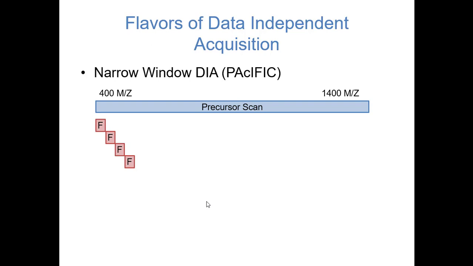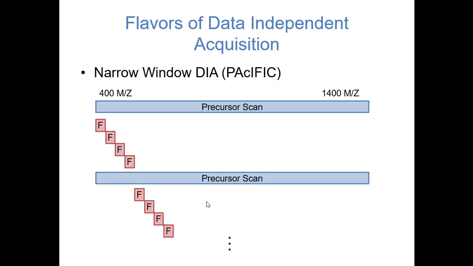Okay, there was another approach that was released a little bit later called Pacific, which was out of the Goodlett lab. The idea here was that they would acquire a precursor scan and then narrow fragmentation scans, kind of analogous to the width of what we were typically seeing with DDA, so that they would be 2 m/z wide windows just tiled across. Now you can't get very far with 2 m/z wide windows across a huge range. So what they would do is acquire another precursor scan and then start over again.